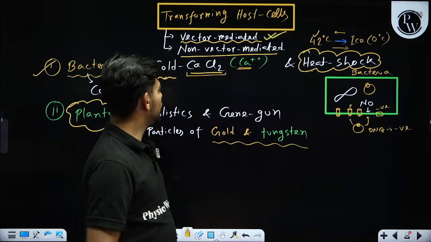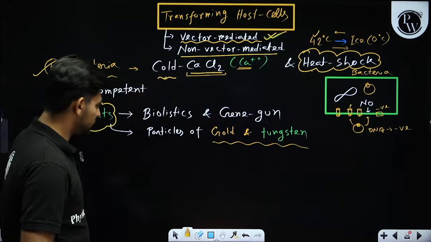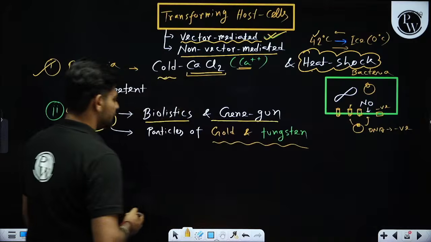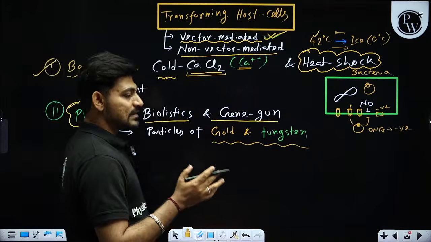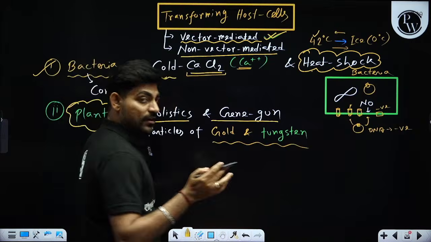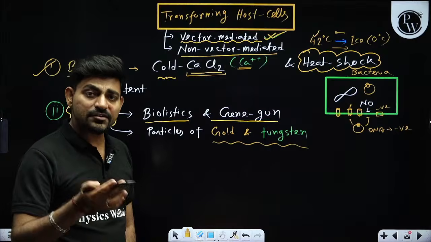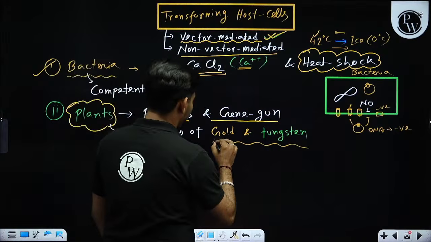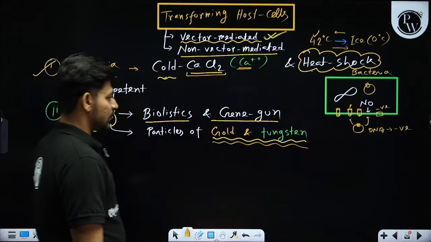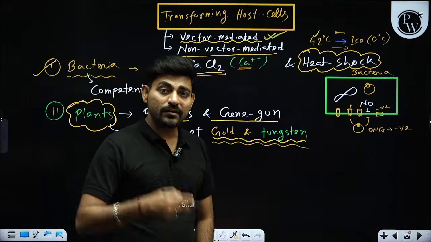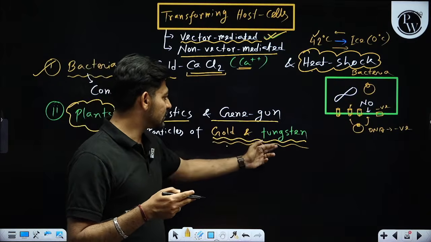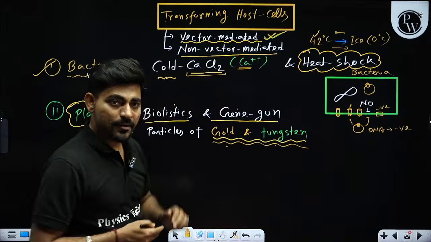Here we can go with non-vector mediated transformation. You can use biolistics and the gene gun. By utilizing microscopic guns, we will be transferring DNA, the recombinant DNA or gene of interest, with the help of gold or tungsten particles, by a special process of particle bombardment of gold and tungsten with the help of a gene gun or biolistic.